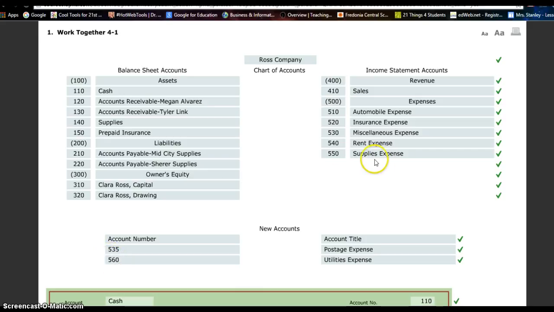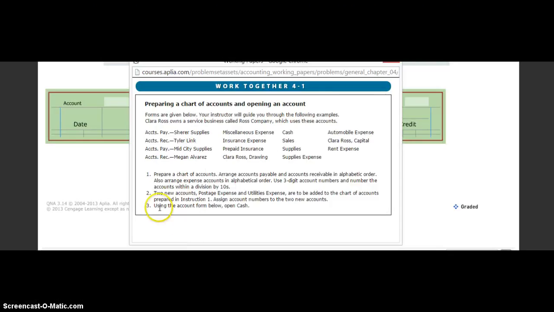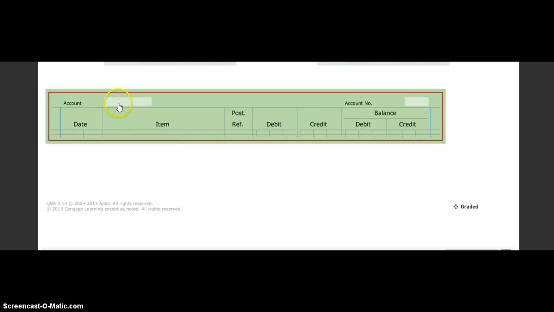Utilities expense would be our last category since we ended with supplies expense at 550. Then the next increment of 10 would be 560 for utilities expense. The last instruction says, using the account form, open up cash. So this is a pretty easy step to do. All we have to do is put the account name and the account number to open up the individual ledger for cash. So obviously our account name would just be cash. And then we look up above to see the account number that we used for this, and that was 110. So that is pretty simple to do.